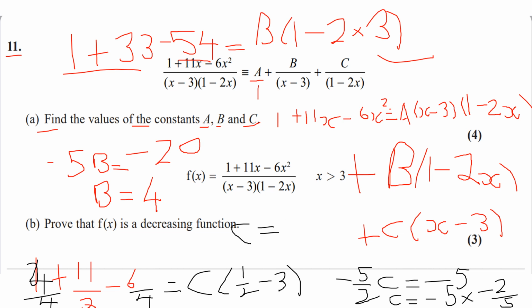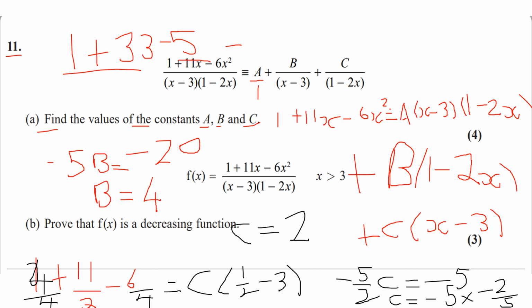Okay, c equals 2. We're nearly there now. To work out what a is, I'm going to pick a number that is not equal to a half or 3. So let's obviously pick 0, because I now know what b and c are. So x is 0. I have 1 plus 0 minus 0 on the left hand side, because 11 times 0 is 0, and then minus 6 times 0 squared, well, 0 squared is 0. No idea why I put 6 there. That was a little lapse in my thinking.